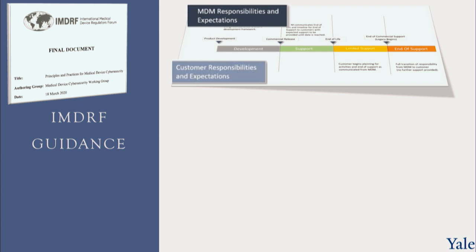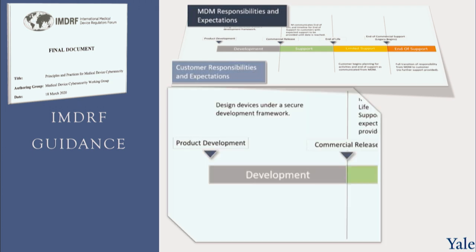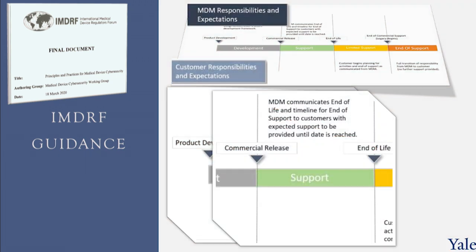There are 4 parts of this life cycle. In the beginning, we're in development, and the manufacturer designs the devices under a secure development framework. For cybersecurity, the process starts, of course, from the beginning, and so we're developing the product. And development ends with commercial release. So at the point of commercial release, the medical device manufacturer communicates the end-of-life timeline and support to customers, with expected support provided until the date is reached.